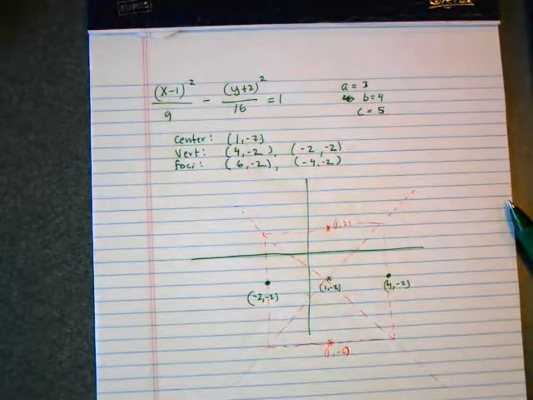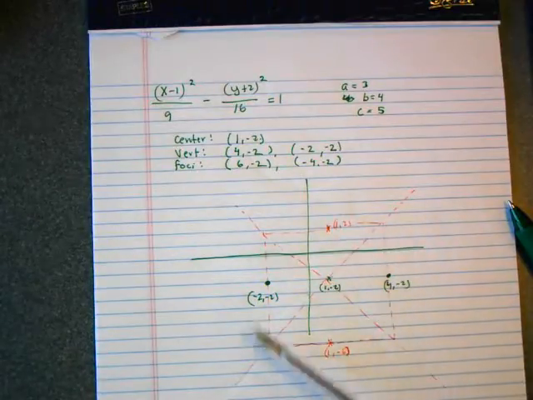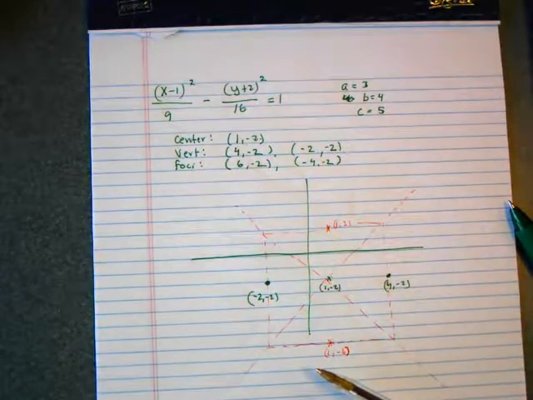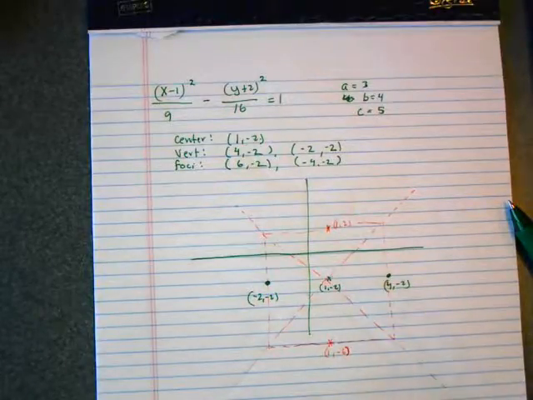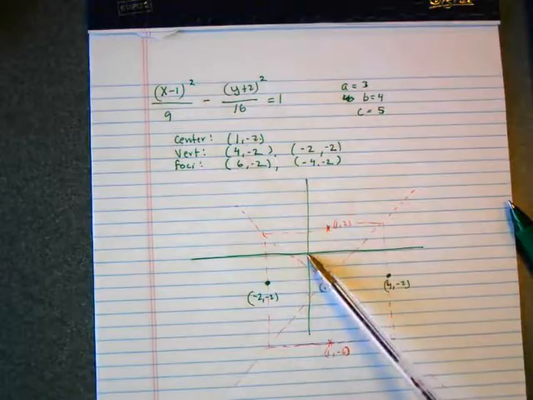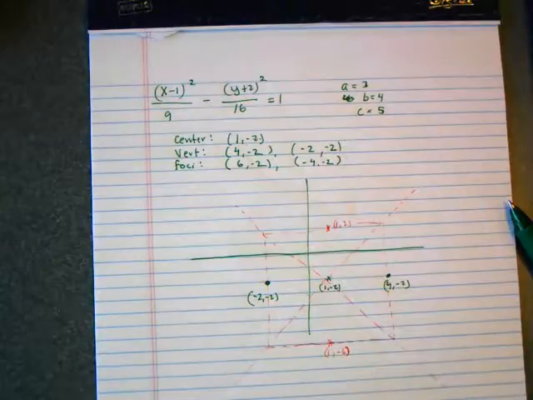Now, here's the hardest part. What is the equation of these asymptotes? 4 over 3x. Plus or minus 4 over 3x. Close. Not quite. The problem with plus or minus 4/3 x, where's the y-intercept of plus or minus 4/3 x? It's at the origin. Do these have y-intercept at the origin? No. The slope is plus or minus 4/3.